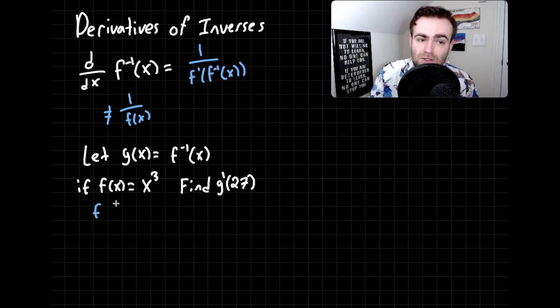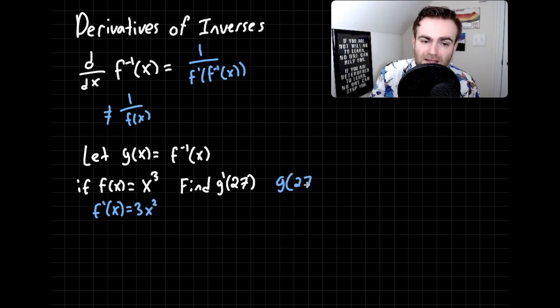So let's start with the easy one. f prime of x is equal to 3x squared. And how do we evaluate what is essentially g of 27? Well, g of 27 is f inverse of 27. So we're going to set this f function equal to 27.